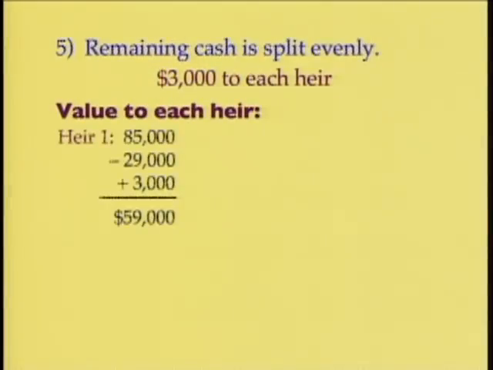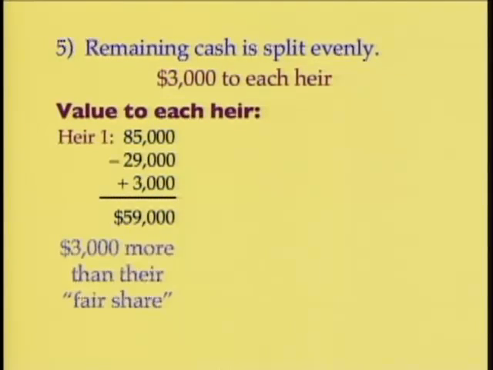And so the next step is easy. Divide 9,000 by 3. Give each of the people left what's left, $3,000 to each of the heirs. So what does that really give? What do they end up with? That's kind of the point of this. The first heir gets the house, which they value at $85,000. They had to pay some cash, but they get $3,000 of it back for a grand total of, in their mind, $59,000. Okay, now that's $3,000 more than what they considered to be their fair share.